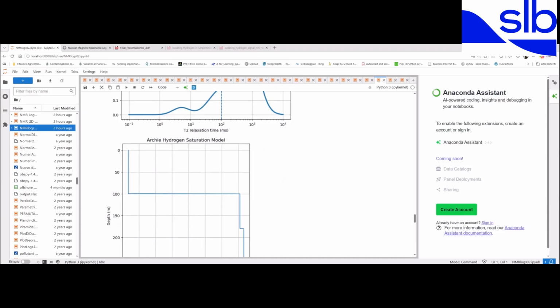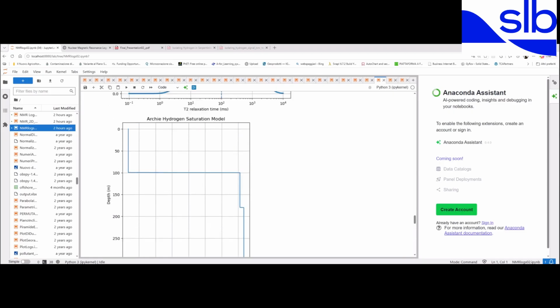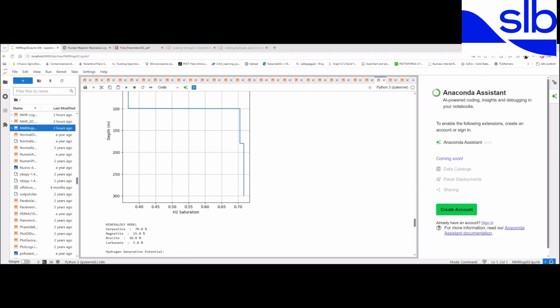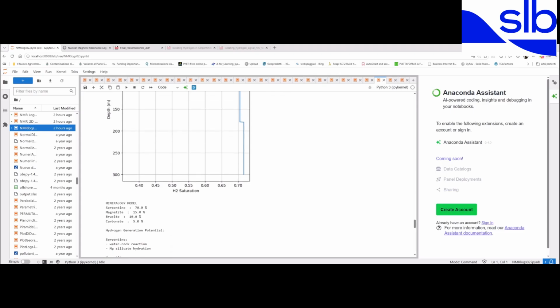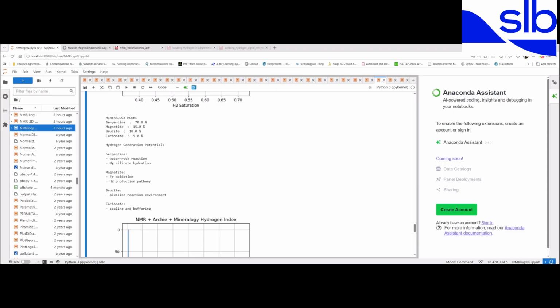We have also the hydrogen saturation model: after the diffusion model, how hydrogen saturated the rocks, which is the percentage of hydrogen that saturated the rocks, plotted by depth. So you have also a reconstruction of the mineralogy by estimation of the percentage of serpentinite, magnetite, brucite and carbonate. Hydrogen generation potential: serpentinite water-rock reaction, Mg silicate produces hydrogen, magnetite is this, brucite is an alkaline reaction environment.